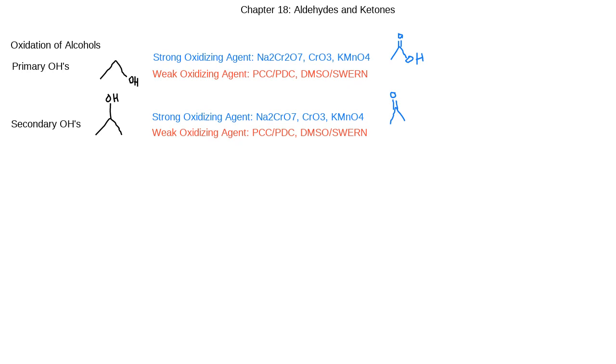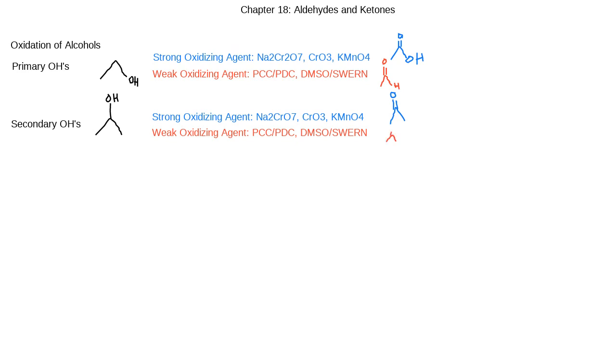Now back to primary. If we have a primary alcohol and a weak oxidizing agent, we should get an aldehyde instead of a carboxylic acid. And the reason why we don't get a carboxylic acid is because our reagents are not as strong of oxidizing compounds as the stronger ones. And then for secondary alcohol, if we have a weak oxidizing agent, we are going to have a ketone.